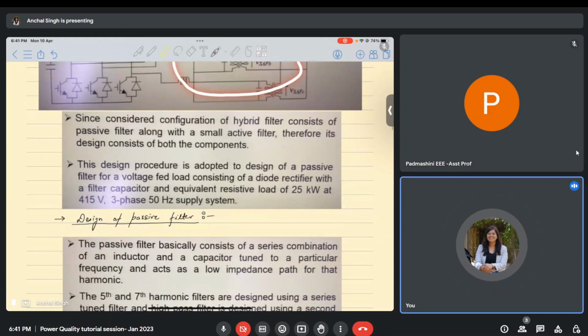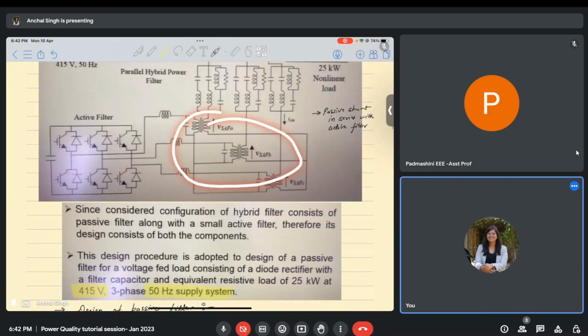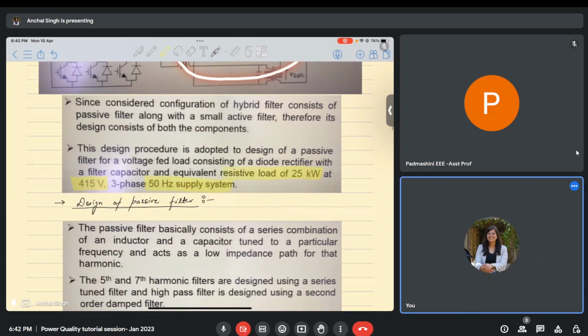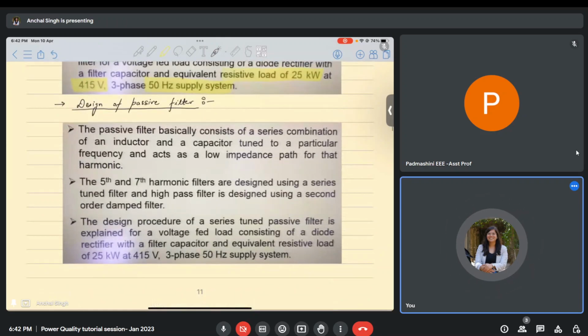Now let us assume that in the design procedure, I have a three-phase system with 415 volt, 50 hertz supply system, and the load that is connected, this nonlinear load, is a 25 kilowatt resistive load. If I look at the design of the passive filter first, then the passive filter is just a series combination of inductor and capacitor tuned at a particular frequency. Since this is a three-phase system, I'll be designing for fifth and seventh harmonic. For the fifth harmonic, I'll be using a series tuned filter, and for the seventh order harmonic, I'll use a high pass filter.